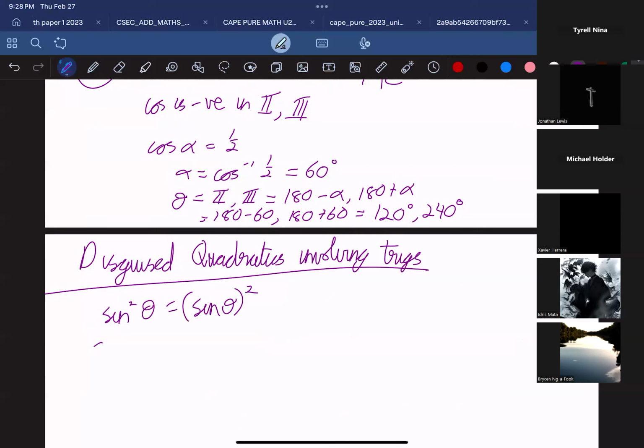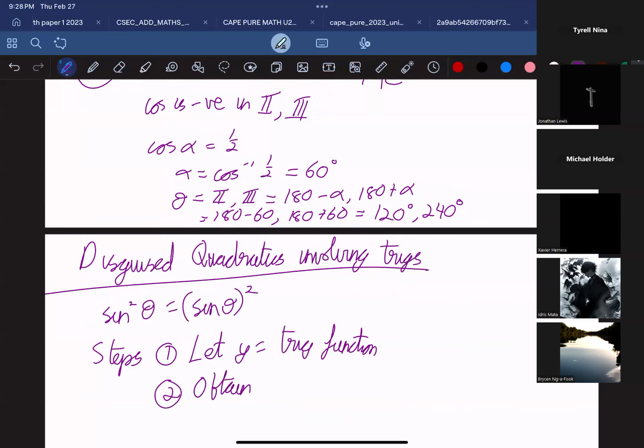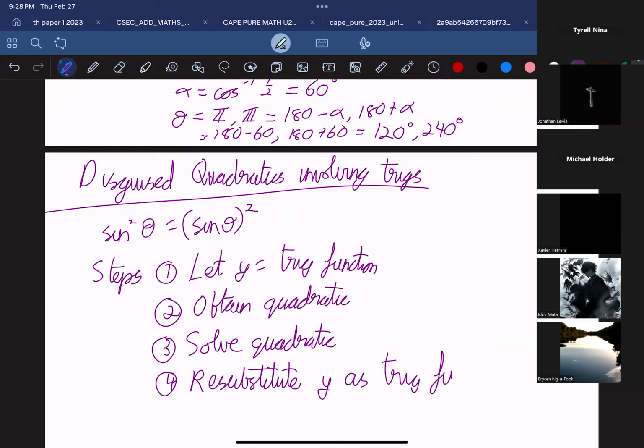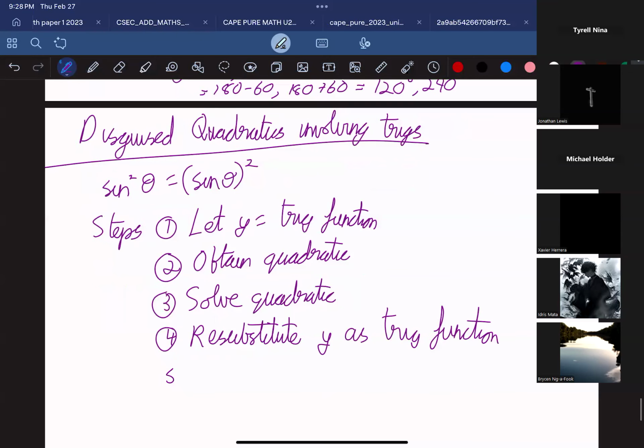So steps: 1, let y equal to your trig function. 2, obtain quadratic. 3, solve quadratic. 4, resubstitute y as trig function. 5, solve trig function.